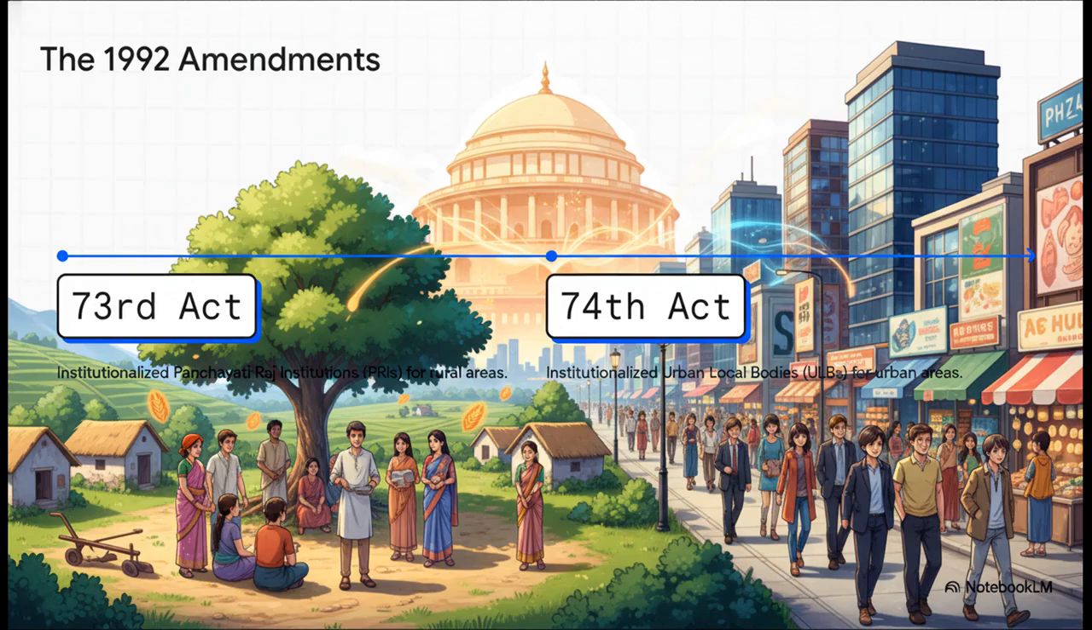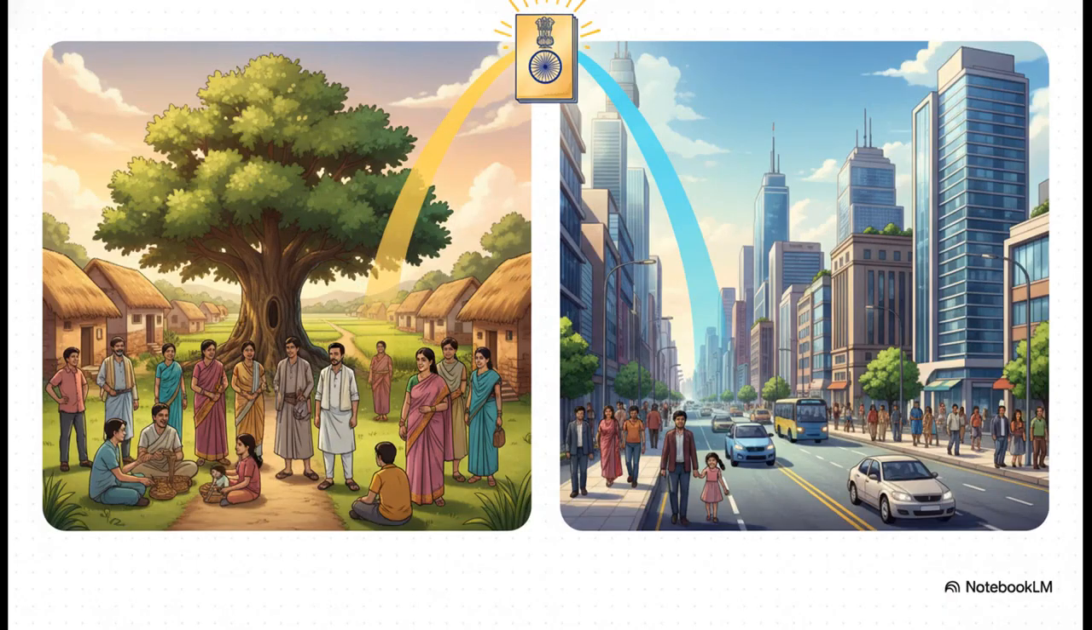So in 1992, two absolutely landmark amendments were passed, right? Back to back, the 73rd and the 74th. And together, these two completely transformed local governance. It went from being just a suggestion in Article 40 to a mandatory, fully structured part of India's democracy. A huge shift.